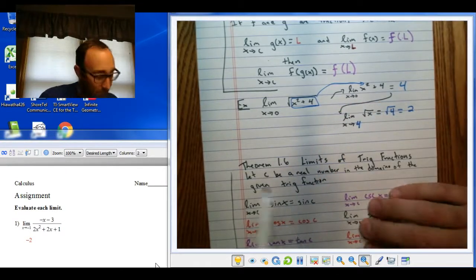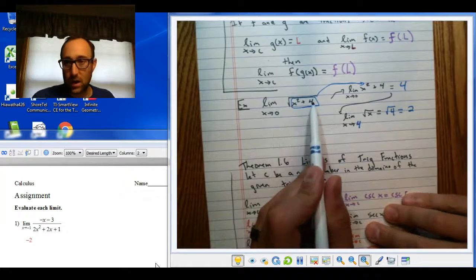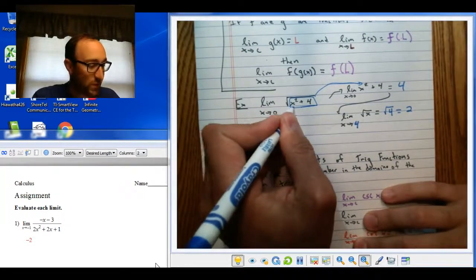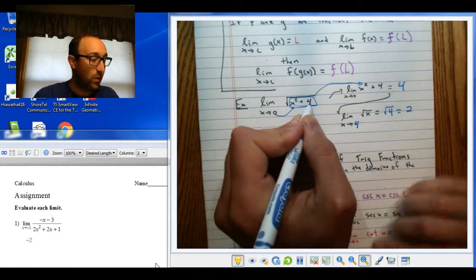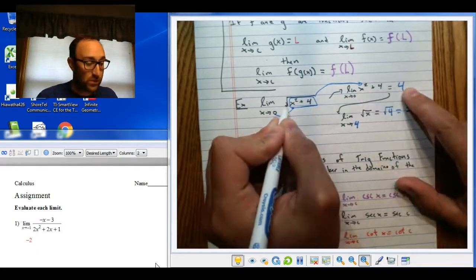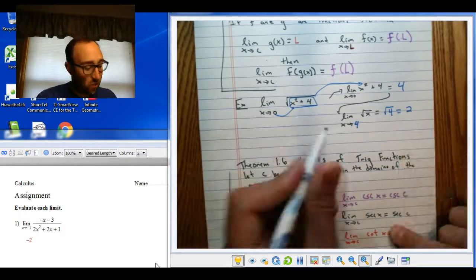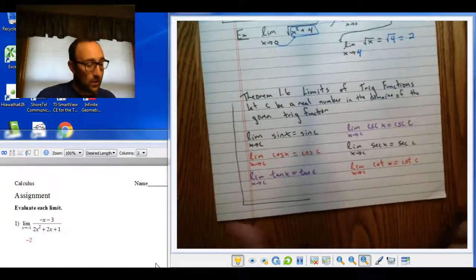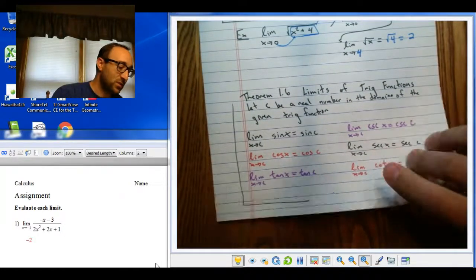And I know what you're saying, but Mr. Bartman, can't I just plug in 0 and figure out what's going on? Yes, you could do that also. Plug in 0 for x, you get 0 squared plus 4, you get 4, and then take the square root, and you get 2. That's what we did, just showing you in different steps what it might look like. Alright, and I do believe this is the last.